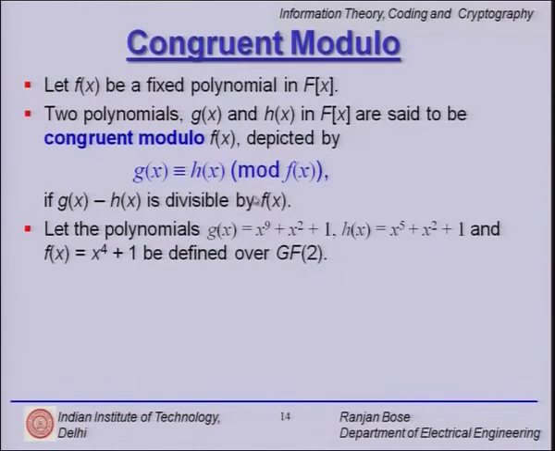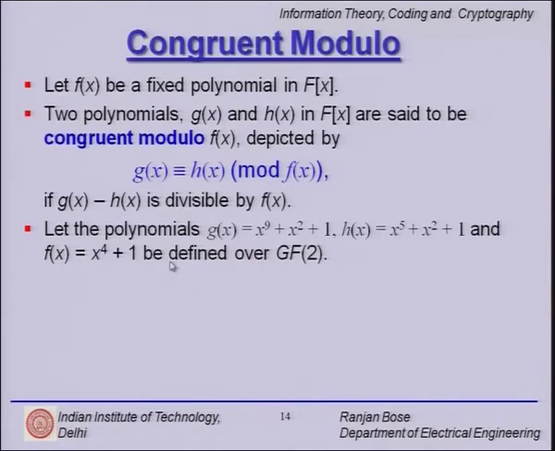So, let us look at this example. Please note, we are trying to define congruent modulo f(x). So, I am taking this h(x) and doing modulo f(x), that is, you divide it by f(x), and whatever remains, and that should be g(x), then they are called congruent modulo.